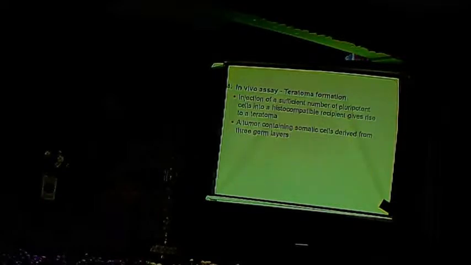The fourth one is in vivo assay. Suppose the isolated stem cell is injected into the body. When you inject into the body, those cells will induce teratoma. So that is an indication those cells are stem cells. Teratoma is nothing but a tumor containing the derivatives of all the three germ layers: derivatives of ectoderm, endoderm, and mesoderm.